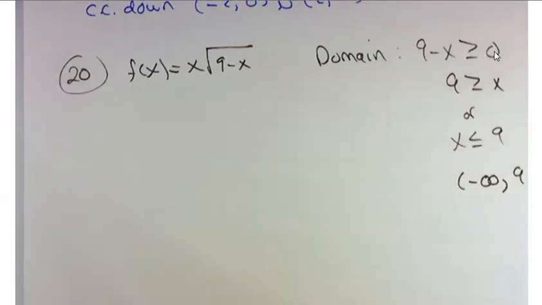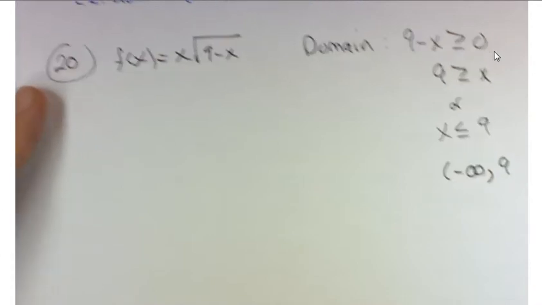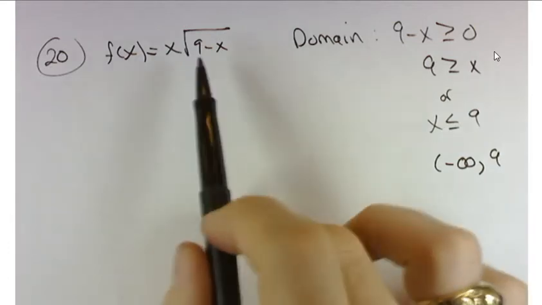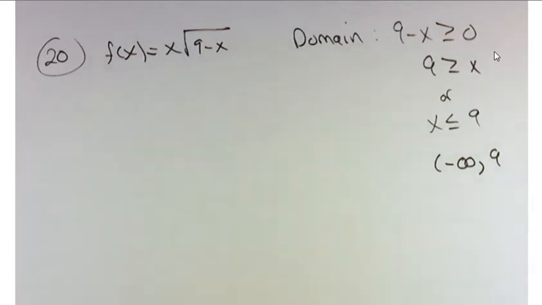Now, can I use 9? Okay. Since it's election day, we should vote on it, right? You know, math by democracy. Who thinks we should use 9? All right. Can you take the square root? If we put in a 9, you'd get the square root of 0. Can you take the square root of 0? Yes. So we can use 9.